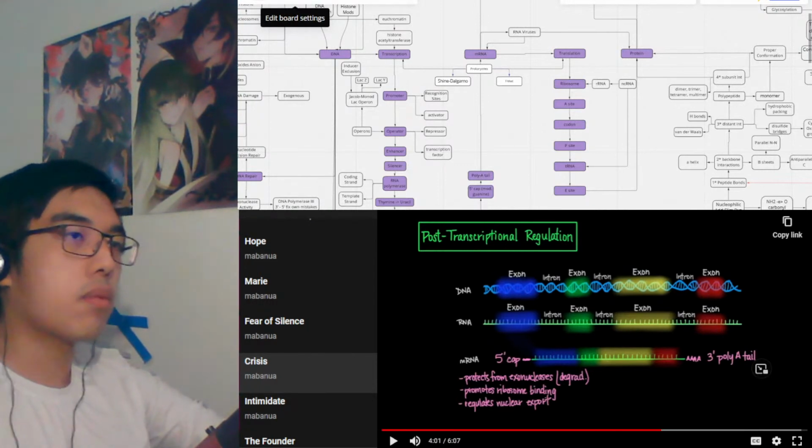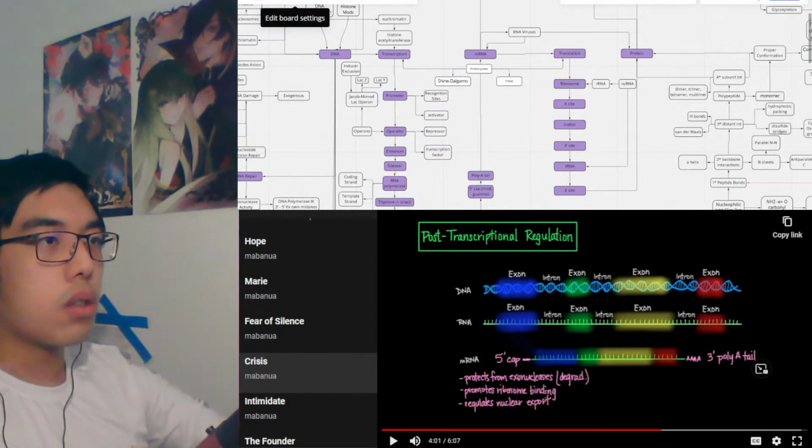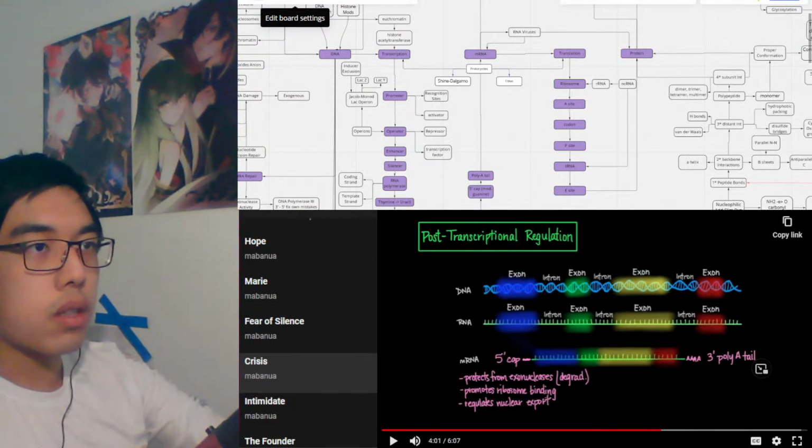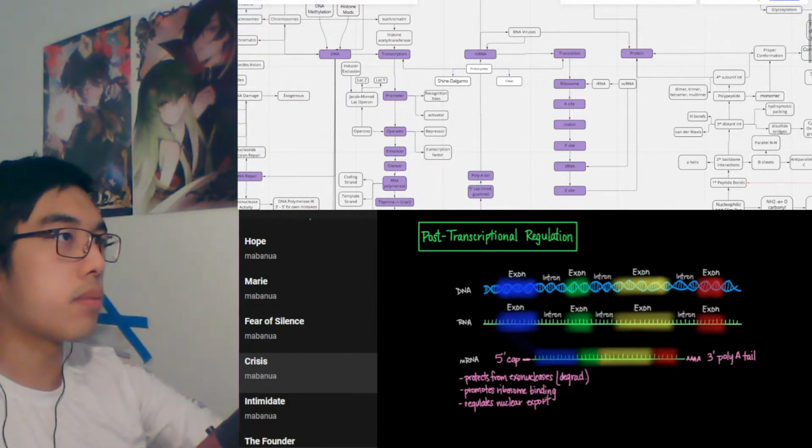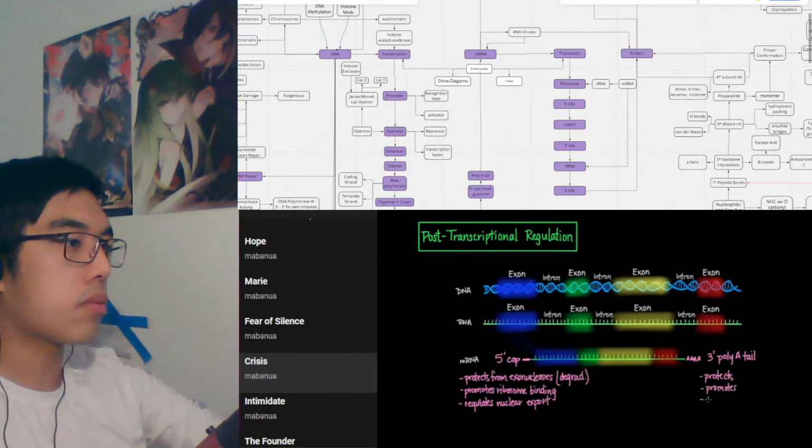Spliceosome: a large RNA protein complex that catalyzes the removal of introns from pre-mRNA. Which is basically to protect from degradation, help with promoting translation, and regulating nuclear export.